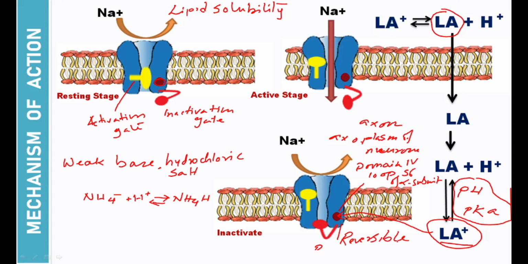After binding of the local anesthetic to its receptor, it stabilizes the channel in the inactivated stage, thus reducing the probability of channel opening and impulse generation. So it will inhibit the probability of channel opening and impulse generation. So this is the mechanism of action of local anesthetics.